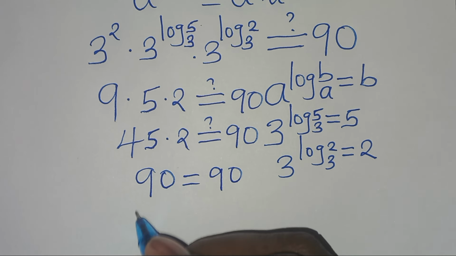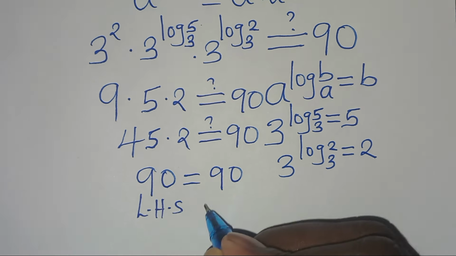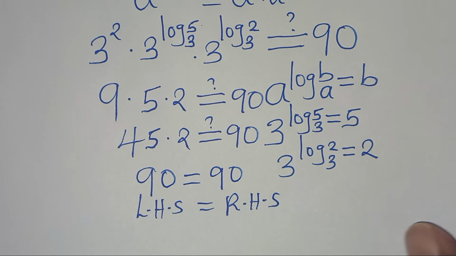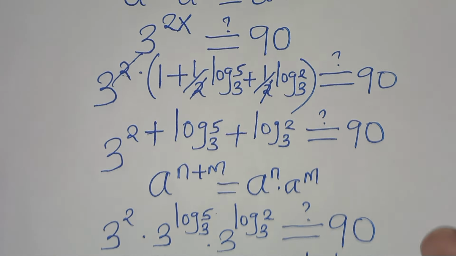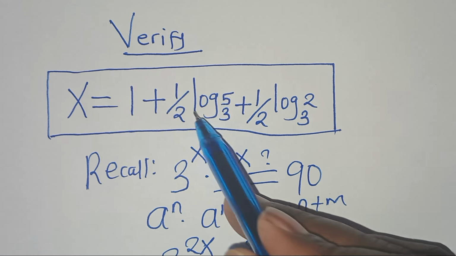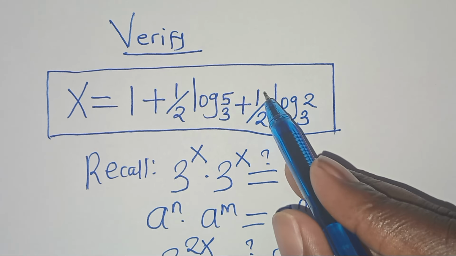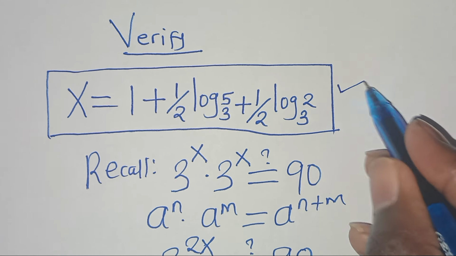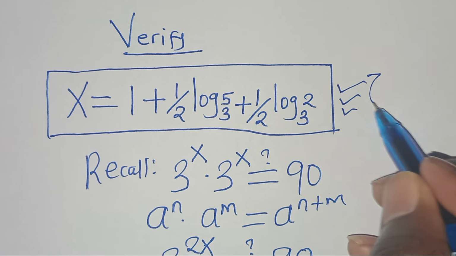So this implies that the left hand side is equal to the right hand side. And this implies that the value of x, which is equal to 1 plus a half log 5 to base 3 plus a half log 2 to base 3, actually satisfies the equation.